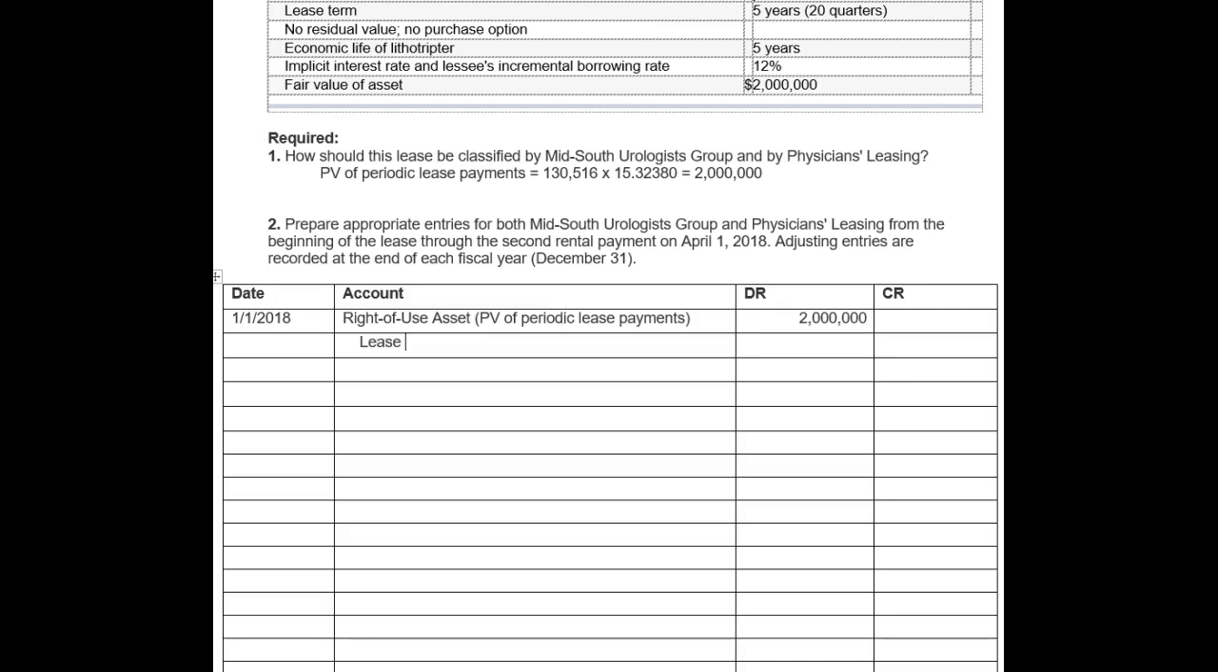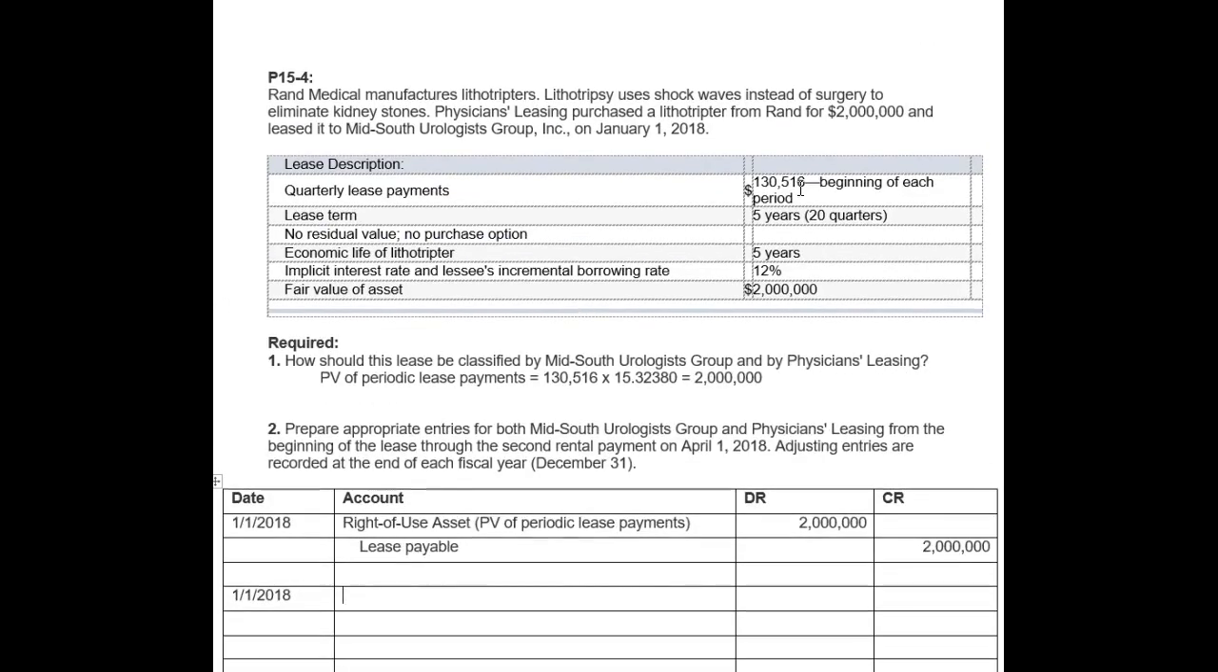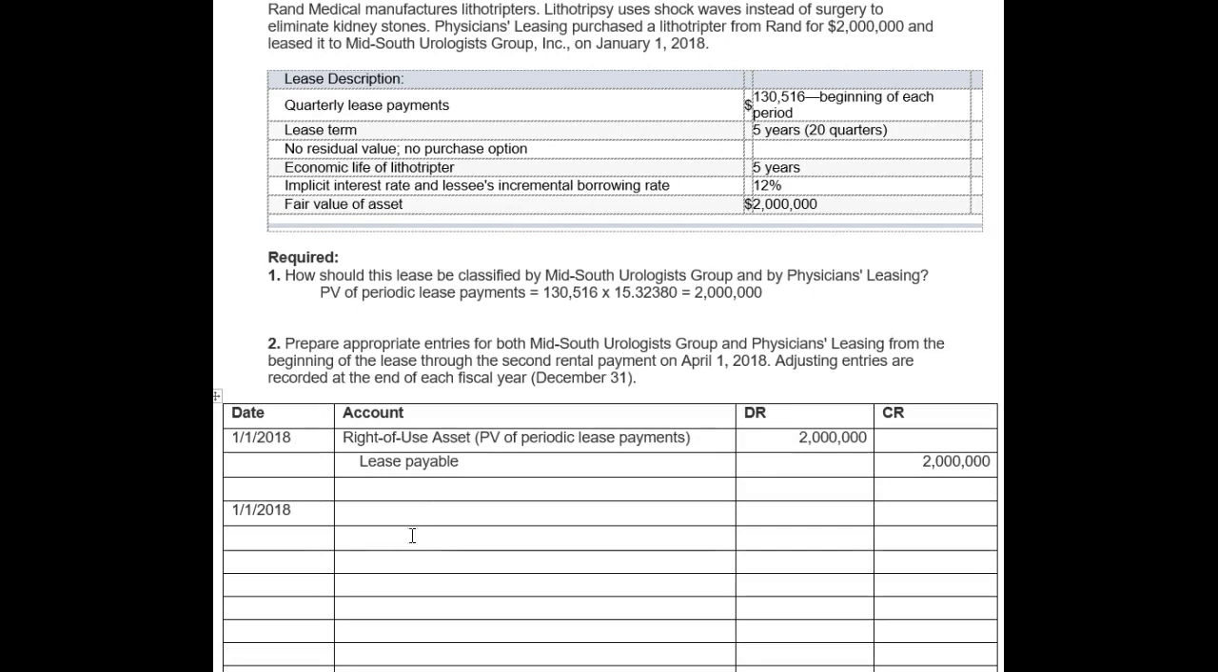And then we need to record the payable. It's similar to recording a note payable, but we're going to call it a lease payable. So we almost treat this as if we've purchased the asset by financing it, in this case. So it's a lease payable. All right. Now, what else happens on January 1? Well, January 1, remember we make the first lease payment because it says they're due at the beginning of the period. So when we do that, what happens?